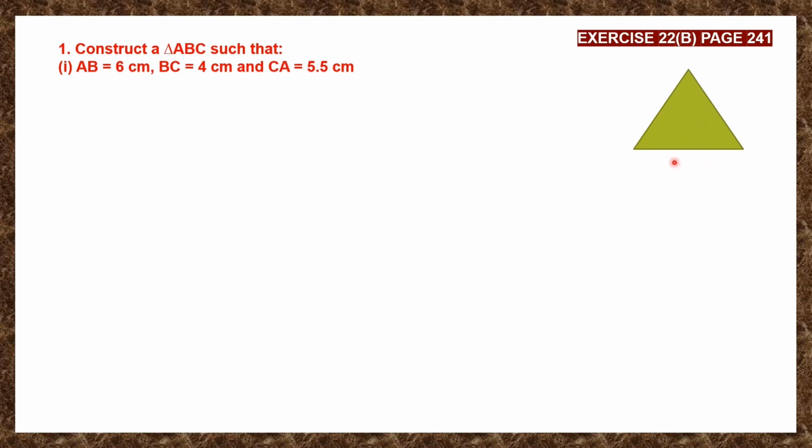So we're going to draw a triangle. It might not look like this. This is just a rough figure for us to know. So let's name this as A, B and C. So according to this, AB is 6 centimeters. So 6 centimeters should come here. Then we have BC 4 centimeters. 4 centimeters will be here. And then CA is 5.5 centimeters. Okay, so this is just a rough figure for us to get an idea where the measurements should be. So let's begin.